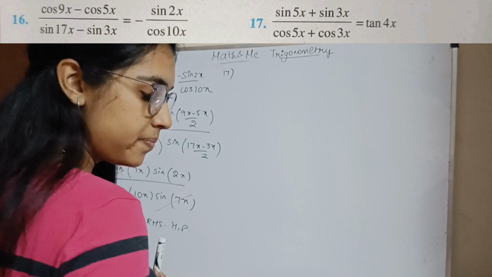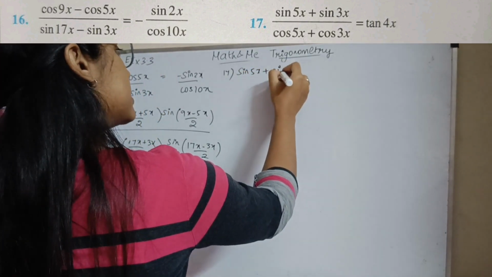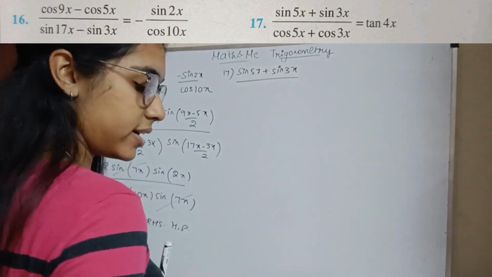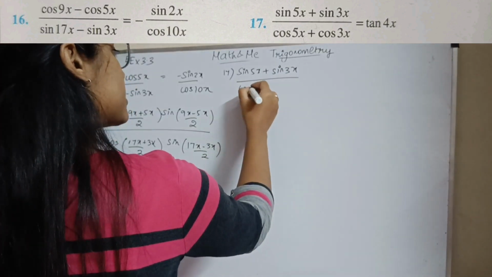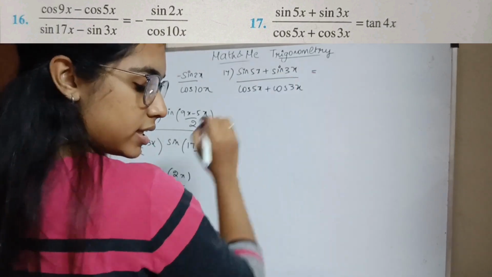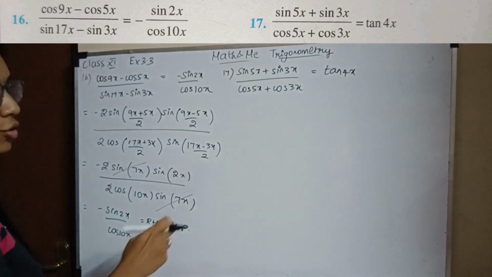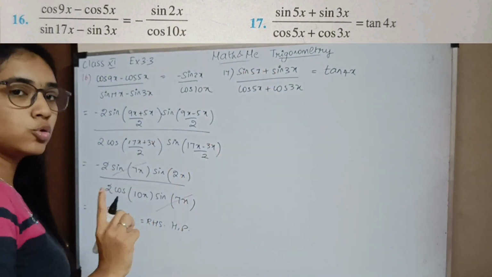Question number 17. (sin 5x plus sin 3x) divided by (cos 5x plus cos 3x) equals tan 4x. So, you have to apply the formula that you know. So, sin A plus sin B will be 2 sin cos.